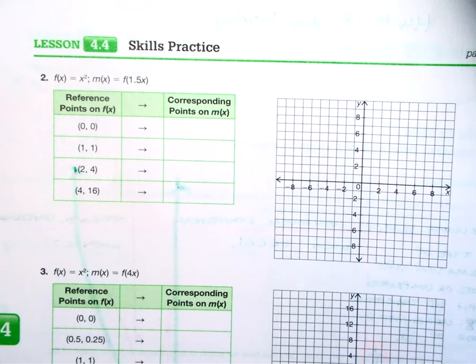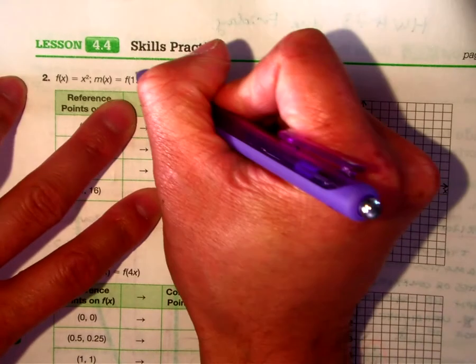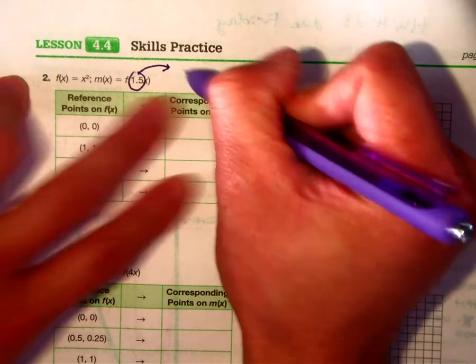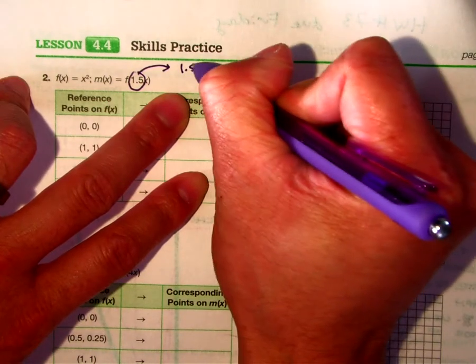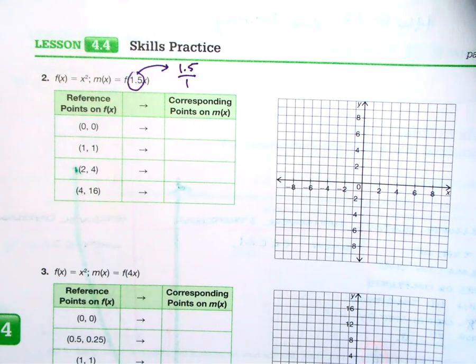Alright, let's go over this. How do you make 1.5 a fraction? You make it 1.5 over 1. I know, crazy. But there's a decimal still in there, so you have to remove the decimal.